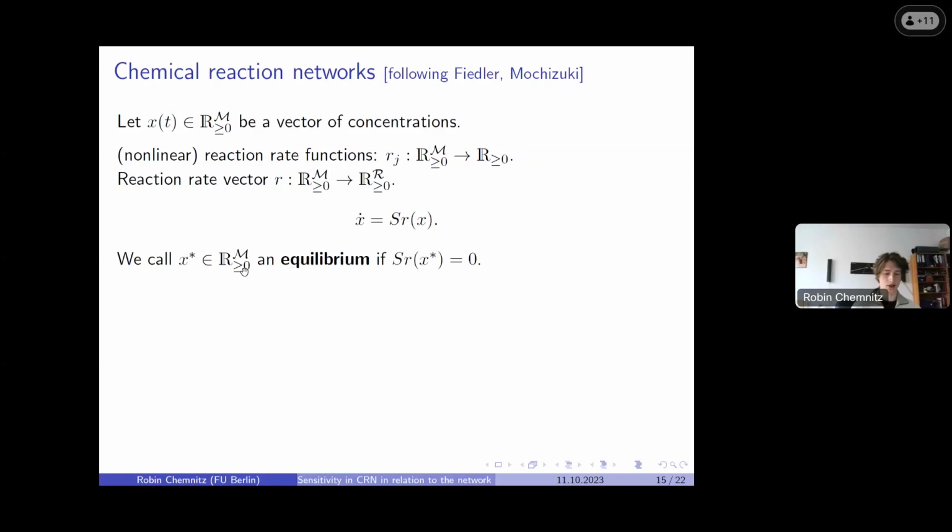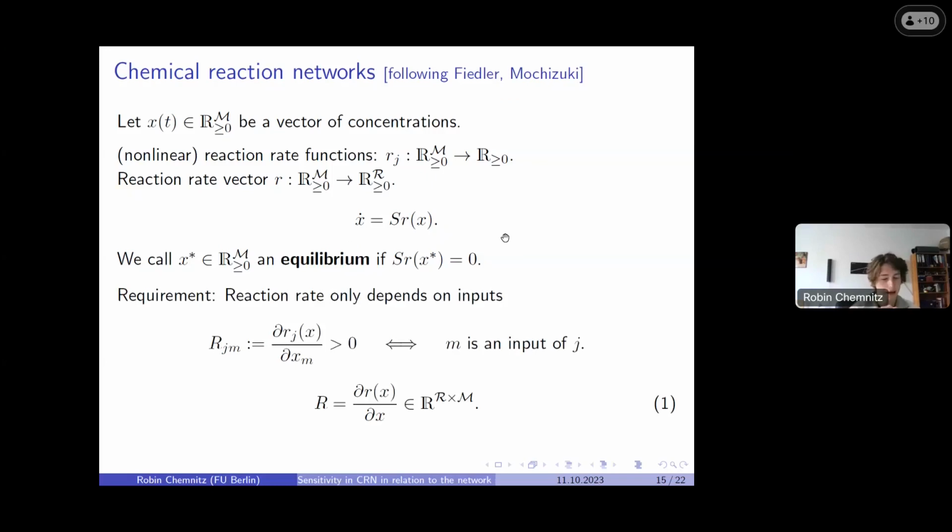And an equilibrium is just an amount of concentrations such that S R is 0, so this is an equilibrium of the differential equation. And in general, I do not go into detail here about under which conditions equilibria exist, when they are unique. We'll just assume for now we have an equilibrium given, and this equilibrium should have some non-degeneracy condition, which we'll get to later.